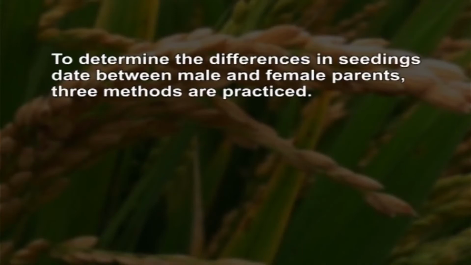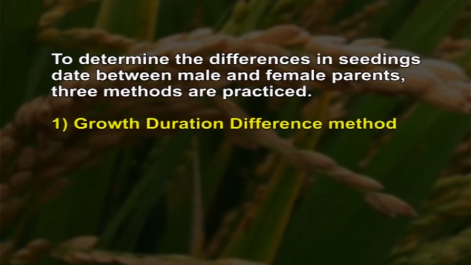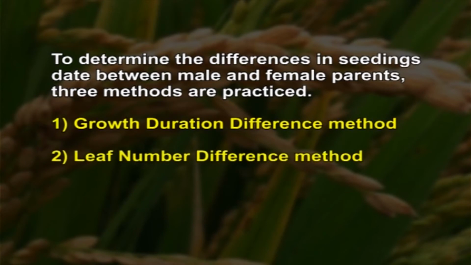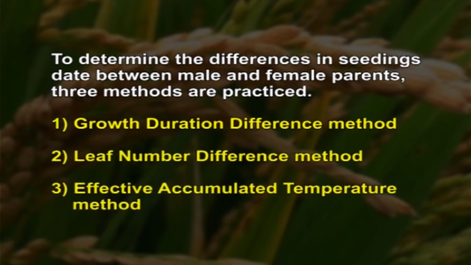To determine the differences in seeding date between male and female parents, 3 methods are practiced. The first method is the growth duration difference method. The second one is the leaf number difference method, and the third method is the effective accumulated temperature method.